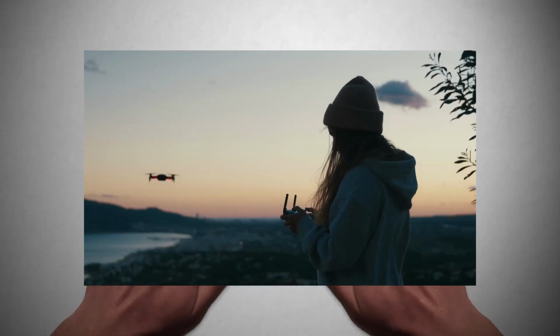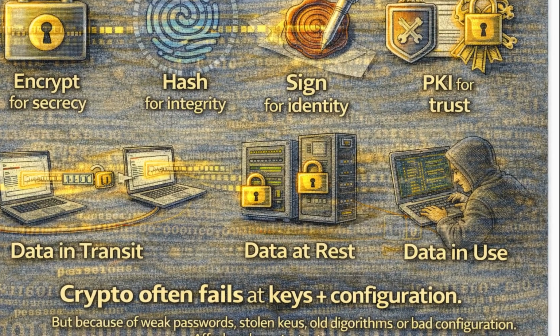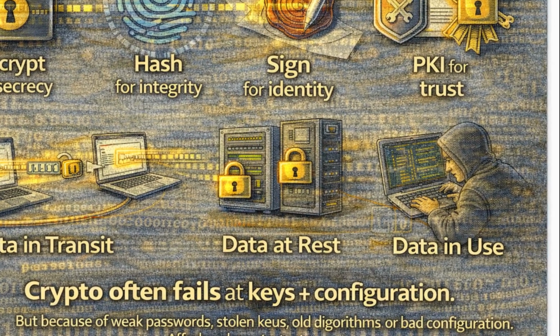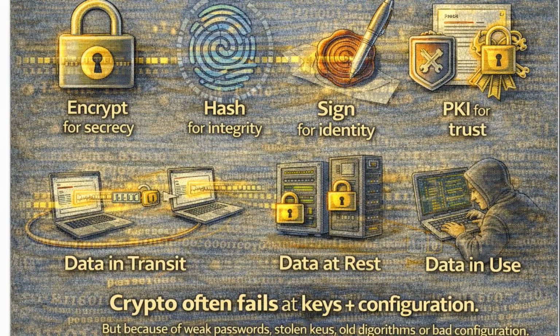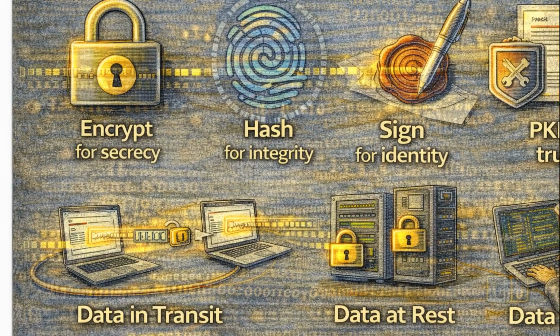Here's your final takeaway. Encrypt for secrecy, hash for integrity, sign for identity, PKI for trust. Then apply it to data in transit, data at rest, and data in use.